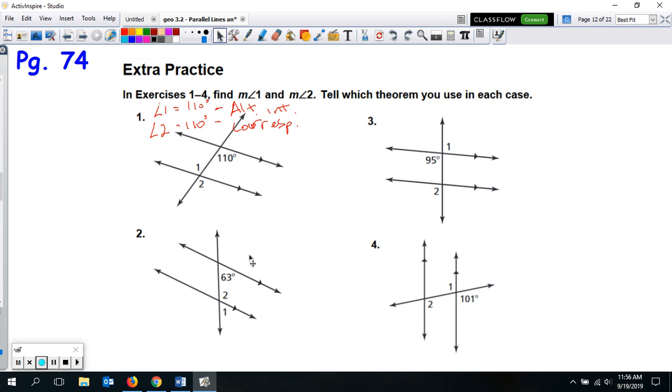All right, so go ahead and pause the video. Do the same thing for 2, 3, 4. Identify the angle measure in degrees, and then write down which theorem you used to figure that out. And then go ahead and play it, and we'll catch up in a minute and check our answers.